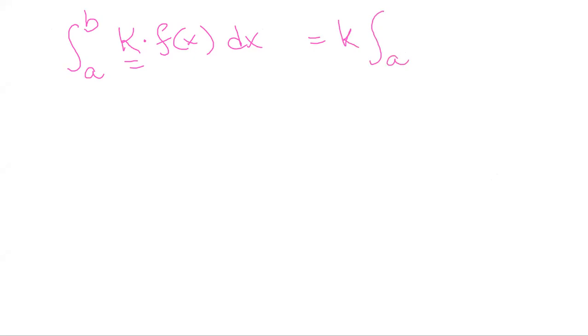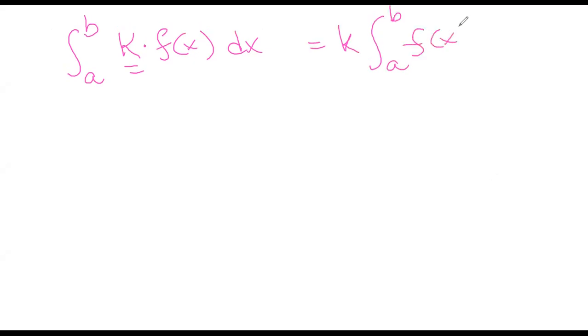Another property is the constant property. If I have the integral from a to b of some constant times f of x dx, you're just going to be able to pull it out. I'll draw it just like it is. You can take the k out and then find the integral of f of x dx with the same limits. And that is your answer.